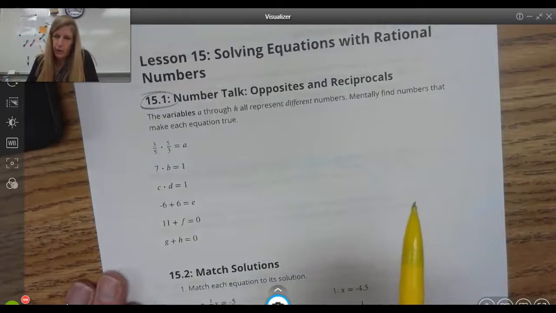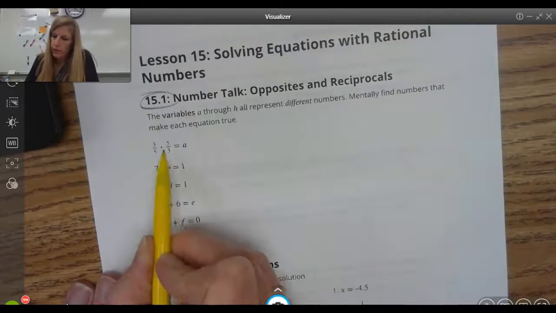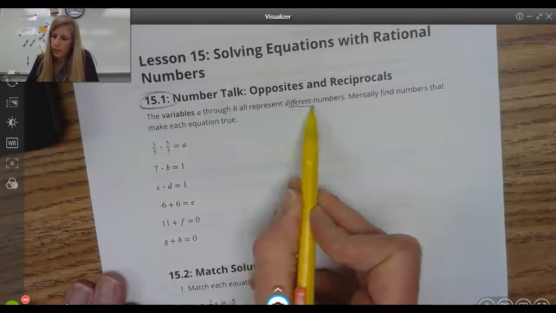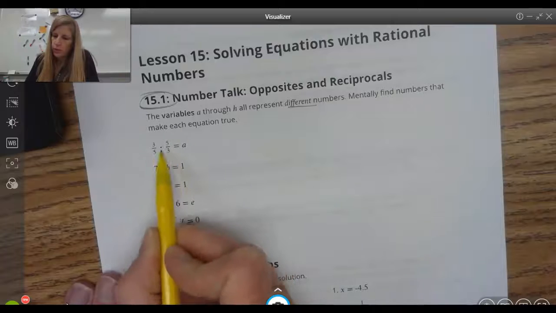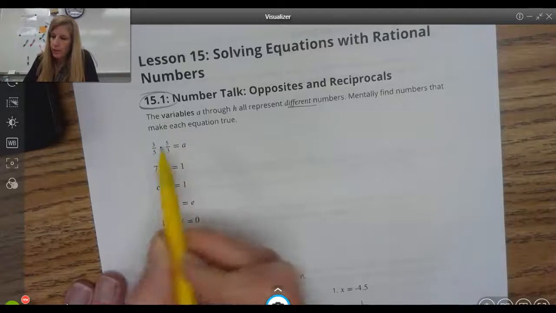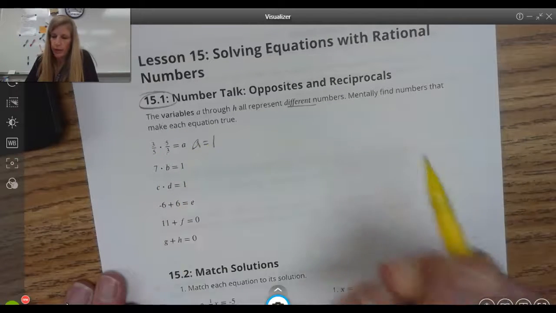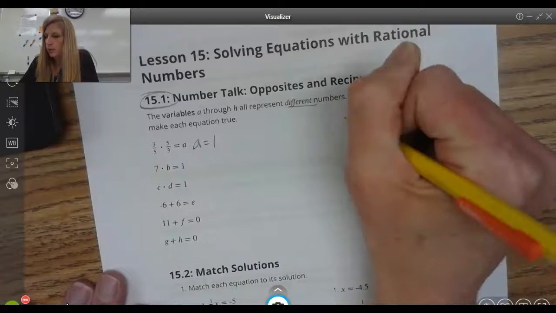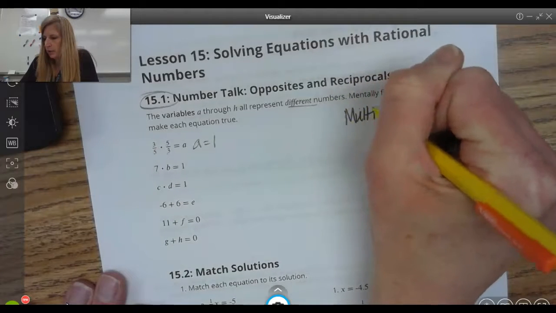Starting here, I think it's page 196, we have some examples to work. So each one of these represents different numbers, each of the letters. So if we have 3/5 times 5/3, A is going to be 1, because when we multiply a number by its reciprocal, we always get 1. So the multiplicative inverse is what that's called.